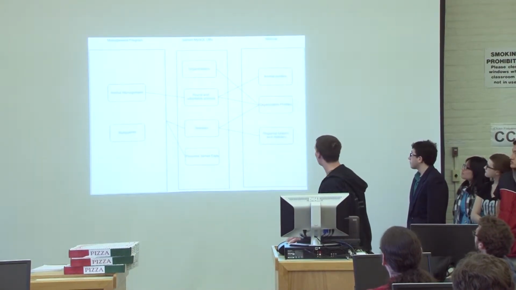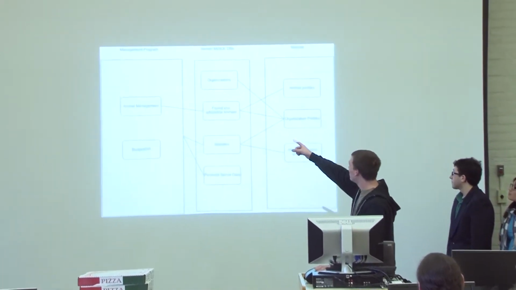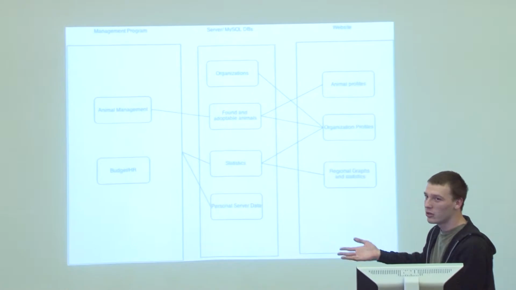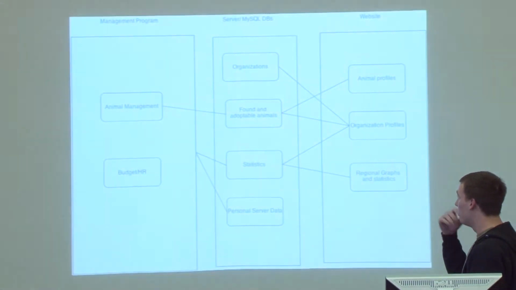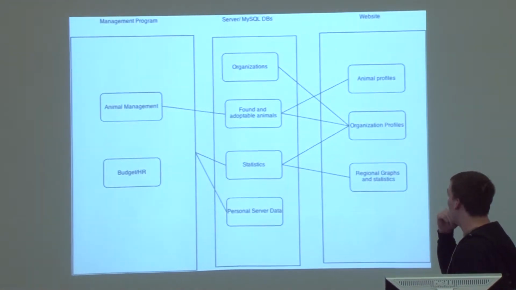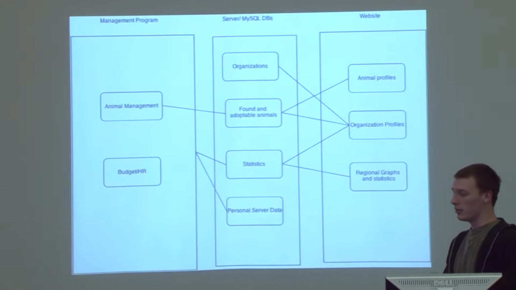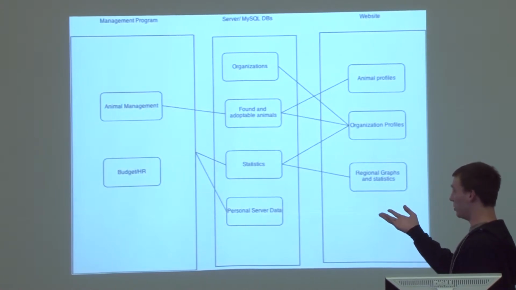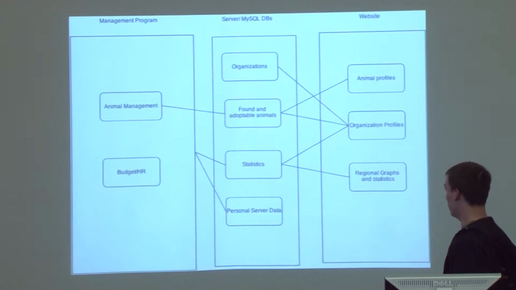This is a graph I put up. It's kind of a crappy graph, but there's really three parts to it. There's a management program, which is installed on the computers that the animal shelters own. And there's really two main parts of that. There's animal management, where they say, okay, here's a new animal. I'm going to do a surgery on this animal, or give them medication or something like that. And then there's budget and HR stuff, like volunteers and other miscellaneous things.